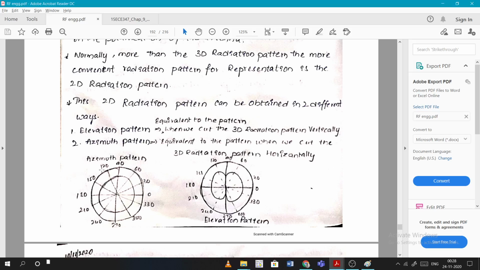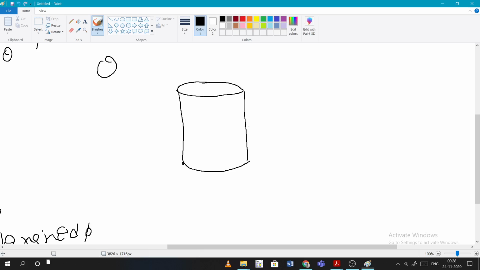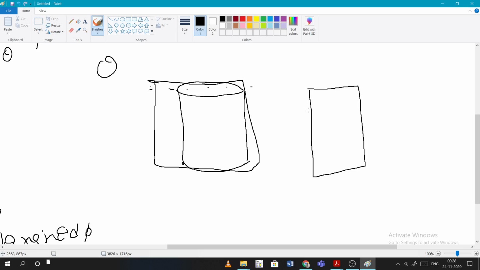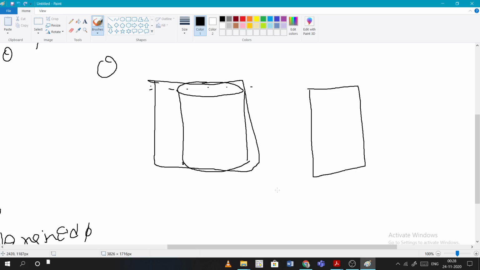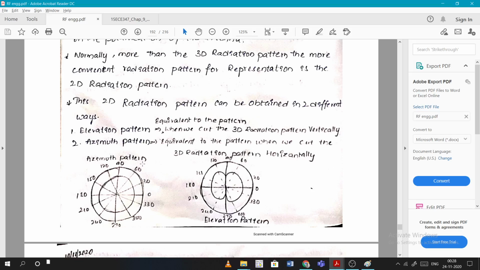Now if I cut, what is the elevation pattern when we cut this 3D radiation pattern vertically? For example, this is how the radiation pattern is looking. Now I am cutting this vertically. So when I cut this vertically, how will it be looking? I mean vertical in the sense like this, okay. I will be seeing a rectangle when I cut it, right. So when I cut it, it will be looking like a rectangle. And this is called the elevation pattern, okay.